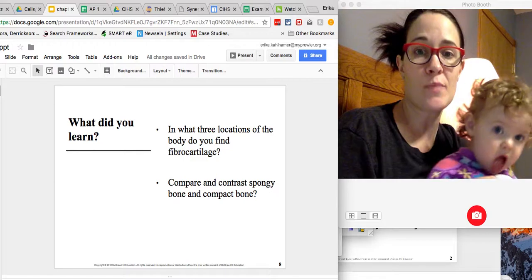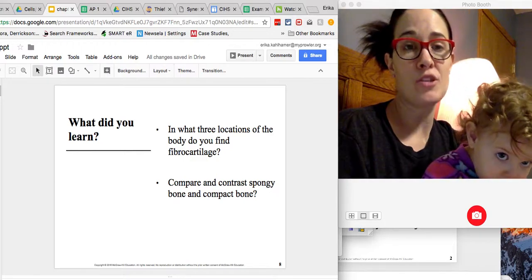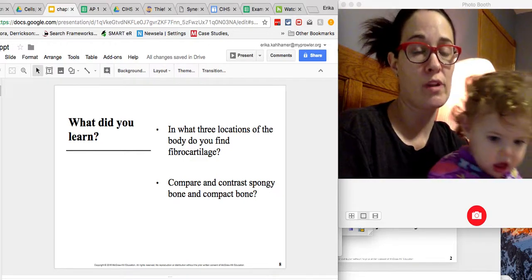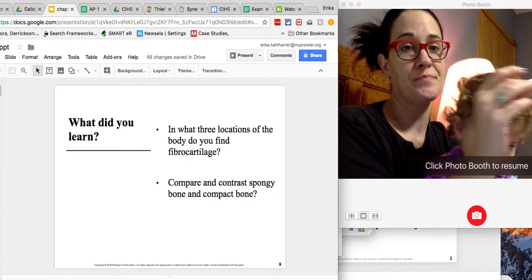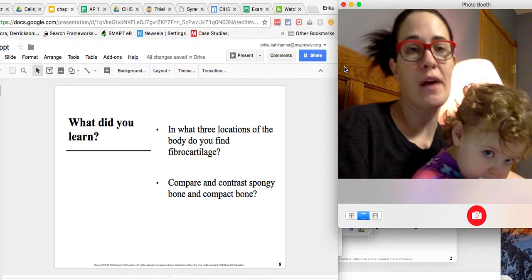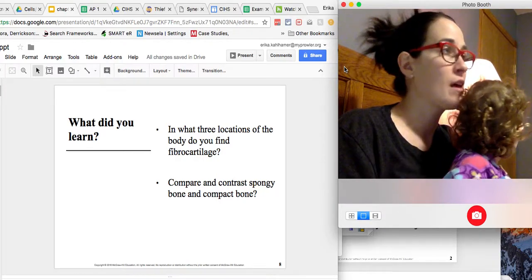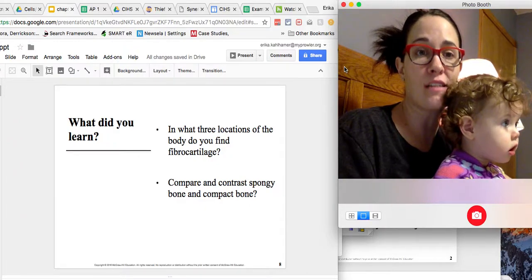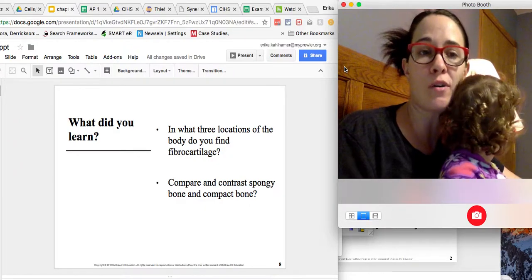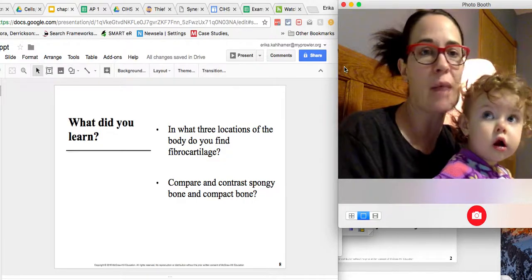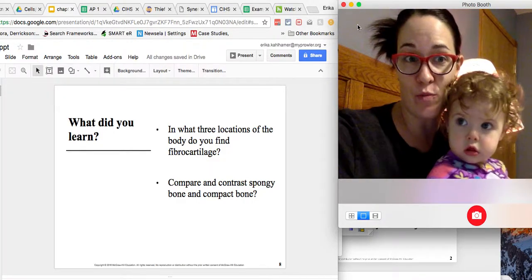Compare and contrast spongy and compact bone. Spongy bone is less common. We're going to find it on the ends of long bones, and it's inside to the compact bone, and it's porous, lots of holes in it. And then compact bone is outside to that. 80% of your bone mass is compact bone. It's smooth. It's more densely packed. And that is the end of part 1.